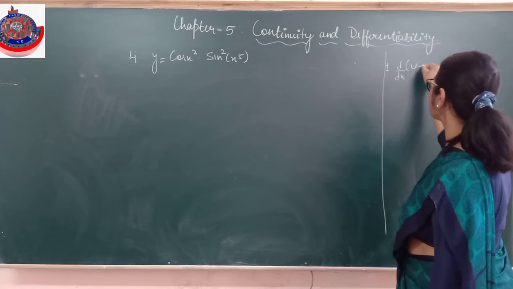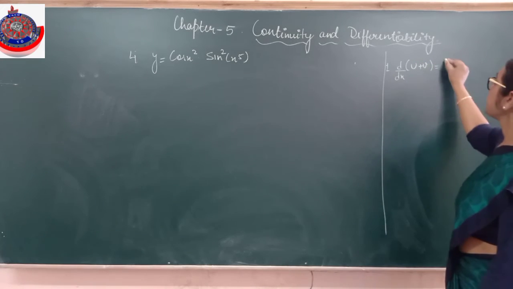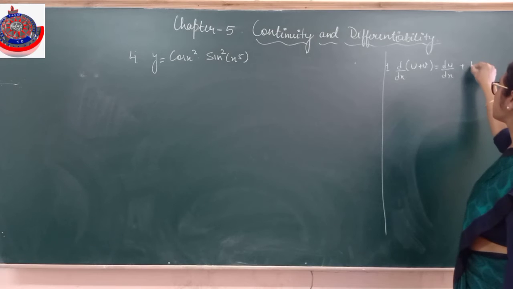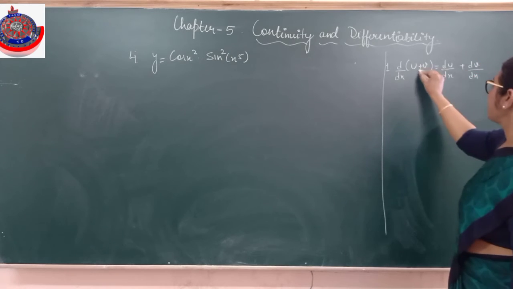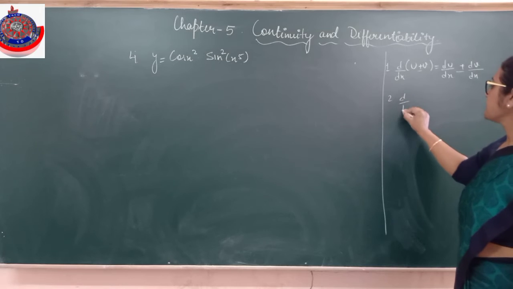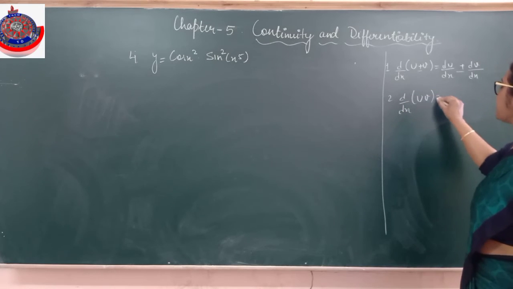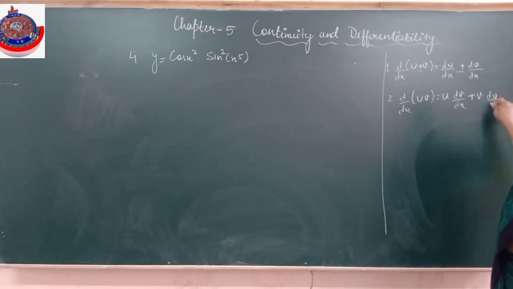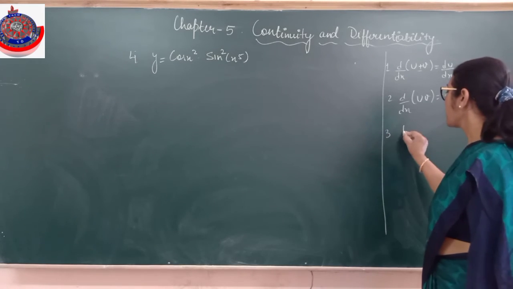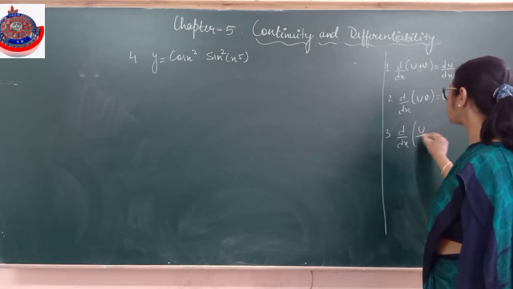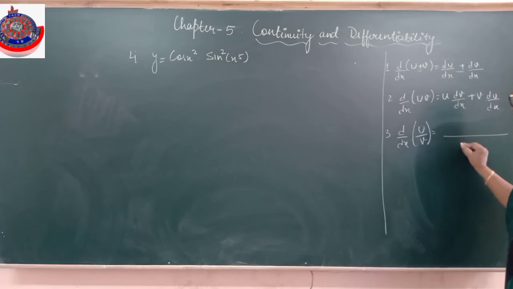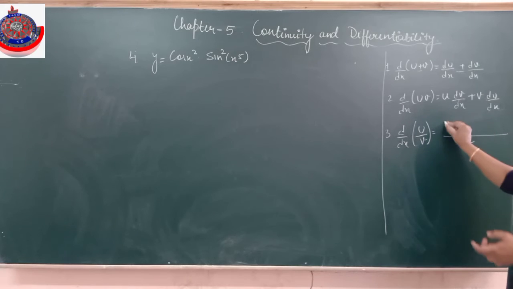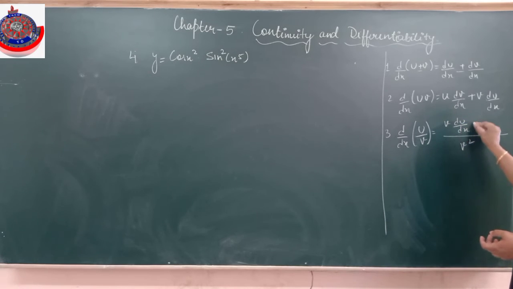If it is u plus v, differentiation of u plus v is differentiation of u plus differentiation of v. Same is applicable for minus. Differentiation of u into v is first function as it is into differentiation of second, plus second as it is into differentiation of first. This is just a recapitulation; we have all done this before. Differentiation of u upon v is v square in the denominator, and in the numerator v as it is into differentiation of u minus u as it is into differentiation of v.